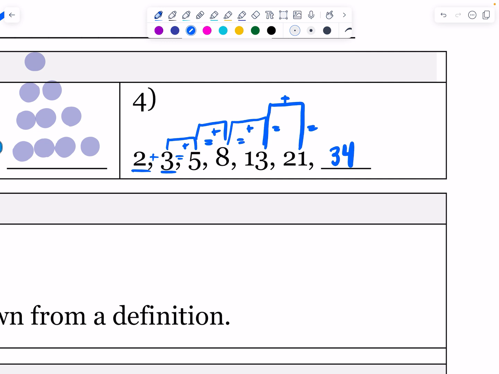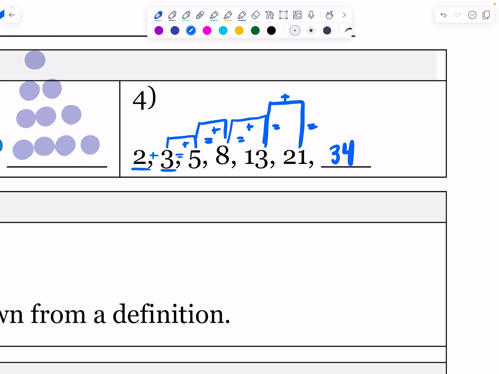So what they're doing here is they're adding the previous to the current. So we would go 2 plus 3, 3 plus 5, 5 plus 8, 8 plus 13, 21 plus 34, and that would give me my next term.